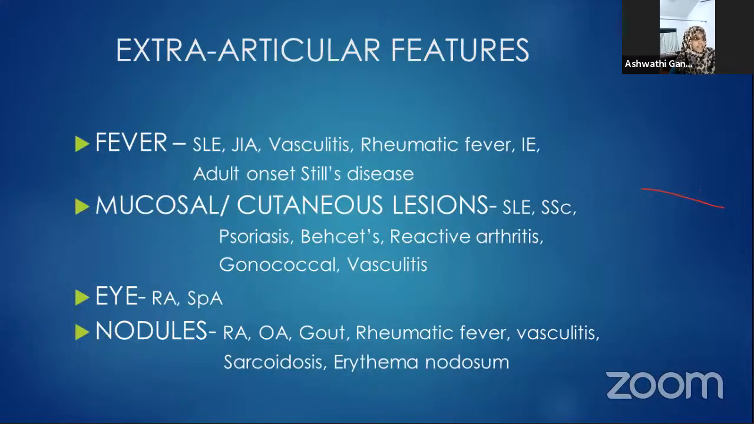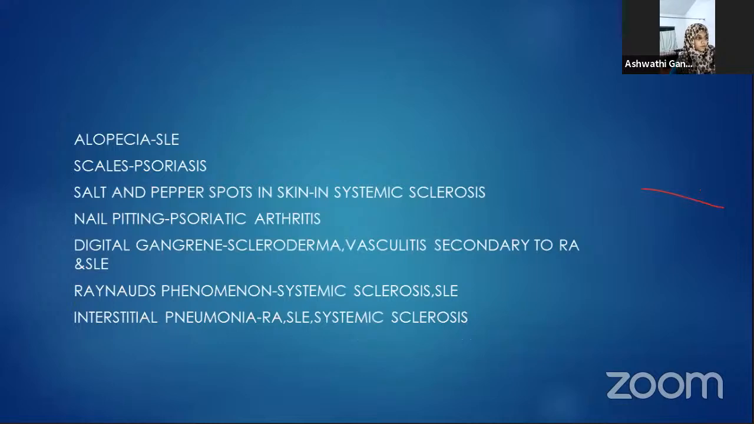Then some dermatological manifestations will be giving a clue to the diagnosis. SLE can present as alopecia, and scales can be seen in psoriasis. Salt and pepper spots, puckered mouth, pinched nose, tight skin. These all suggest systemic sclerosis.